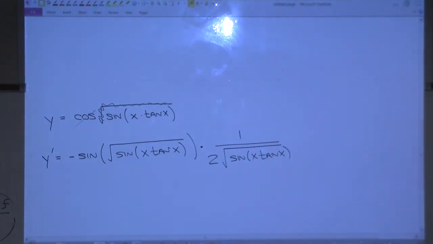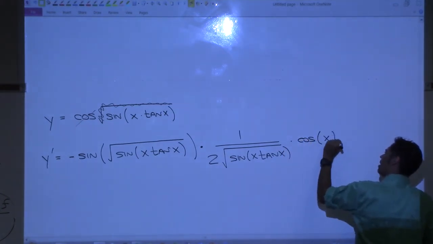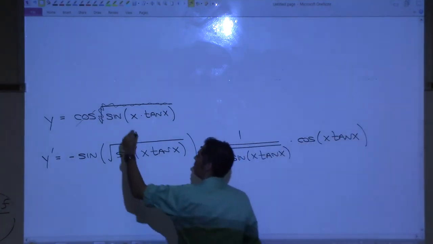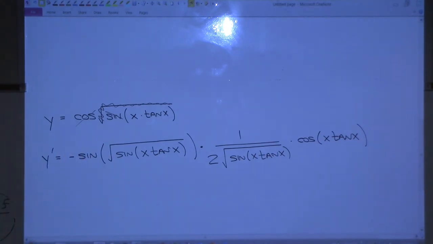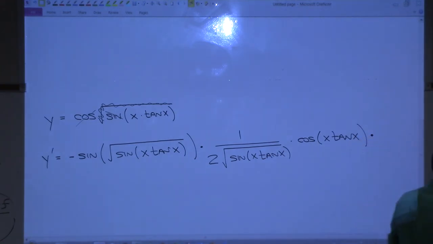Jackson, next part. Cosine of x tangent x. Cosine of x tangent x. That takes care of the sine part. One more piece. Elijah. Product rule. Product rule, good.